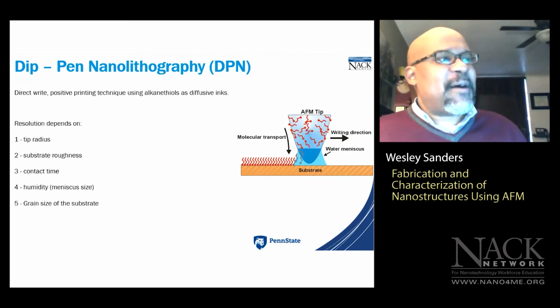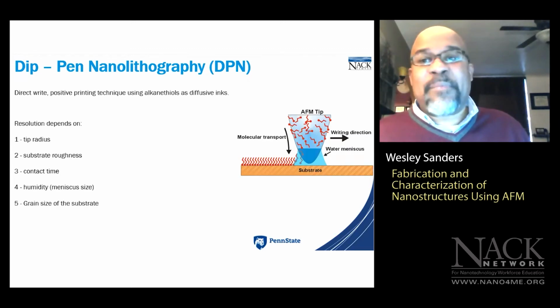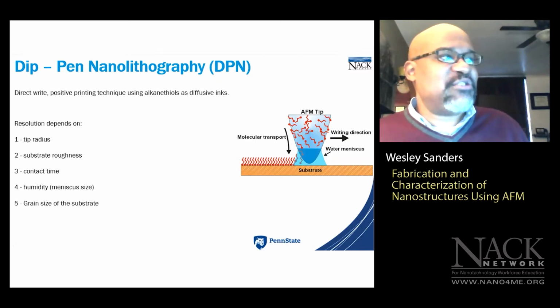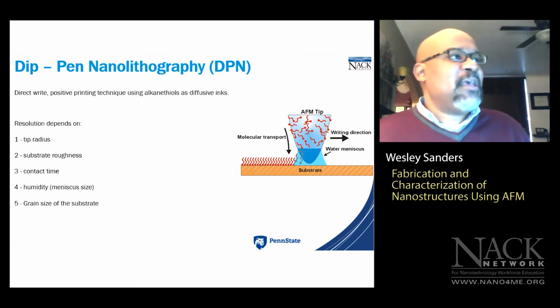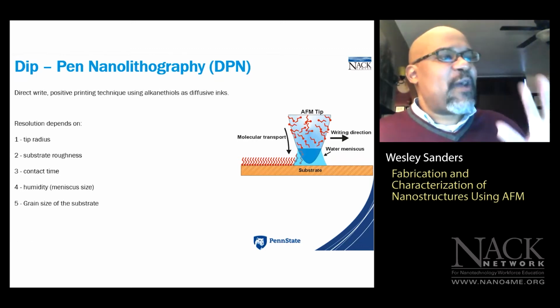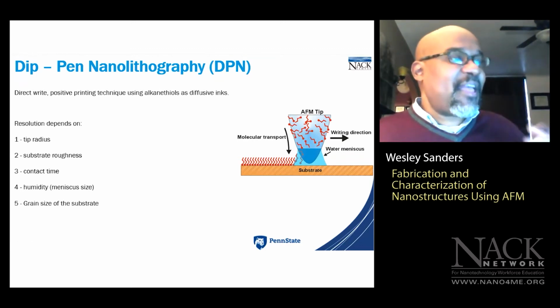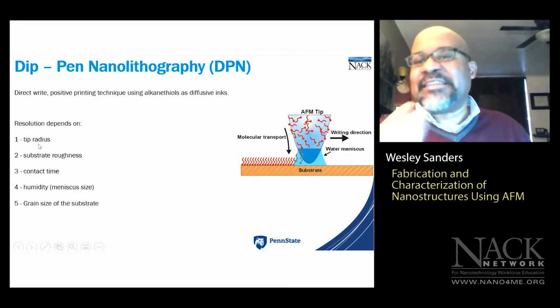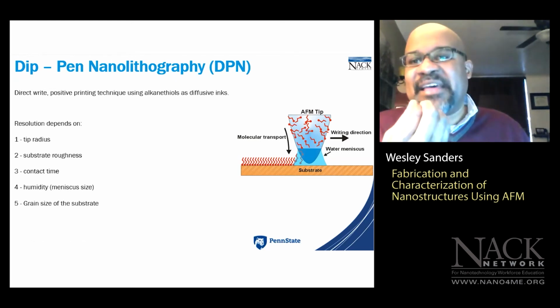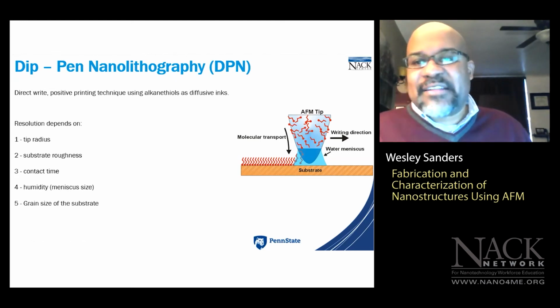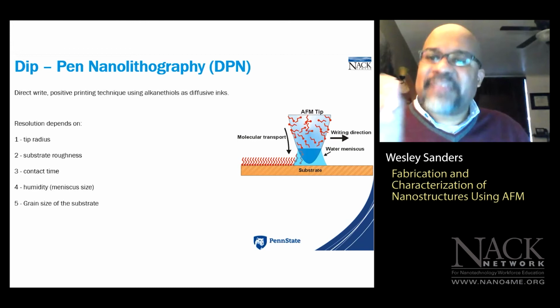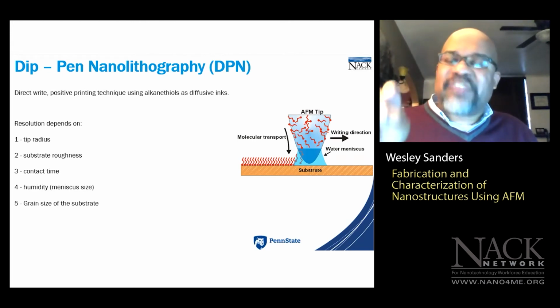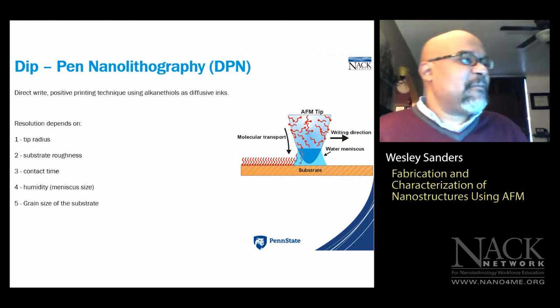Now, there are a number of parameters that affect how well your pattern comes out when you deposit using dip pen nanolithography. There are 5 main factors that affect the resolution of the resulting pattern. So, your tip radius. Like I said a second ago, if you have a tip that's been etched using reactive ion etching or focused ion beam, then you have a much smaller tip apex that will allow you to print and draw much smaller lines with a much smaller line width, right? Lines that are a lot thinner.